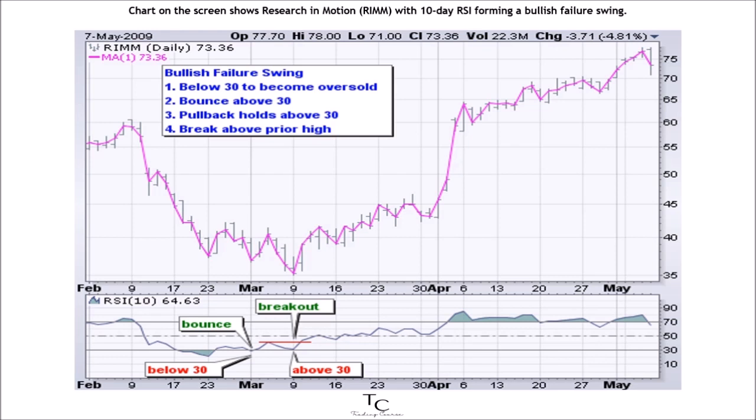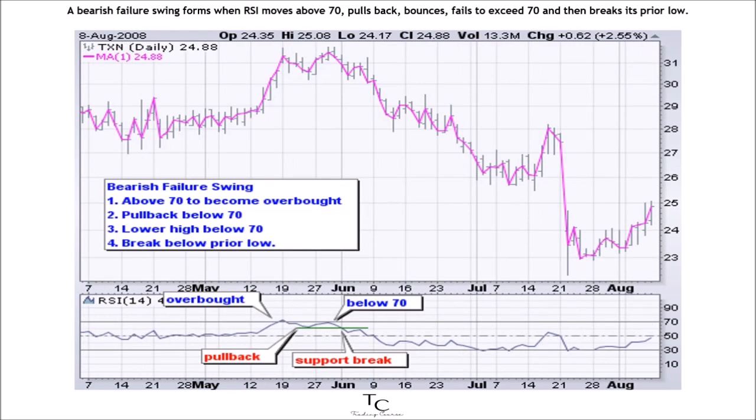The chart on the screen shows Research in Motion, RIM, with 10-day RSI forming a bullish failure swing. A bearish failure swing forms when RSI moves above 70, pulls back, bounces, fails to exceed 70 and then breaks its prior low. It is basically a move to overbought levels, followed by a lower high beneath those levels. The chart on the screen shows Texas Instruments, TXN, with a bearish failure swing in May to June 2008.